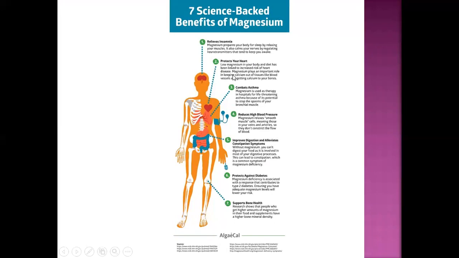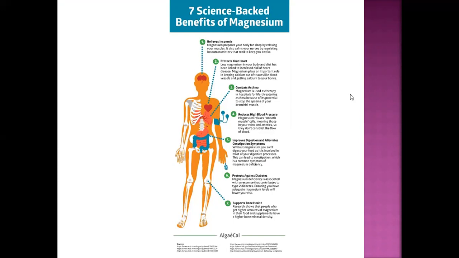Magnesium plays an important role in keeping calcium out of tissues like blood vessels and getting calcium to your bones. So it helps in keeping the calcium in. Instead of the blood, it goes into the bones. That maintenance is done by magnesium, so it helps in movement of the calcium into the bones and not into the blood.